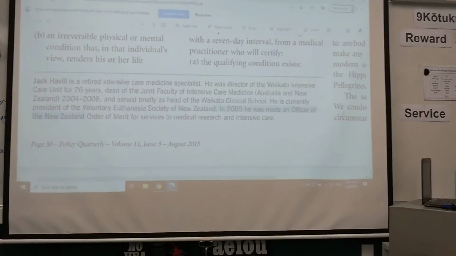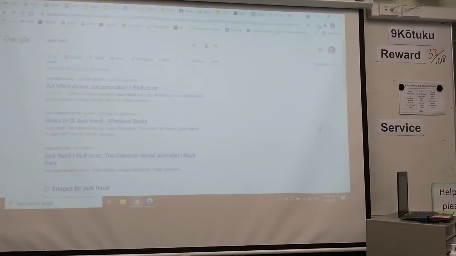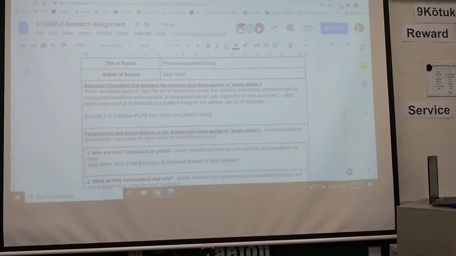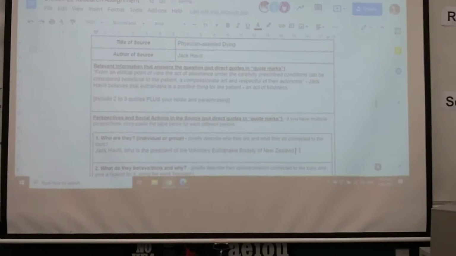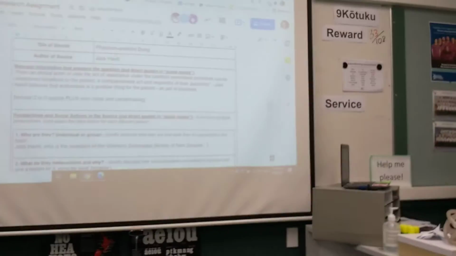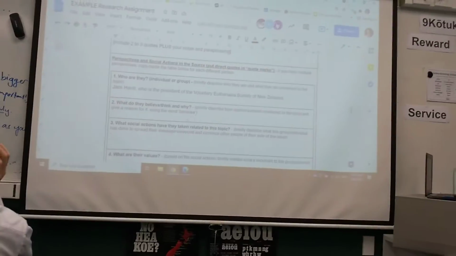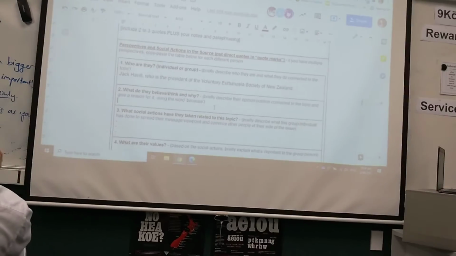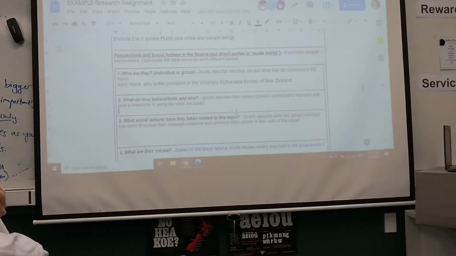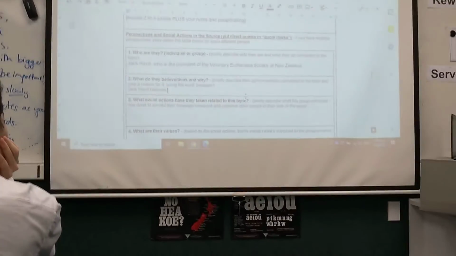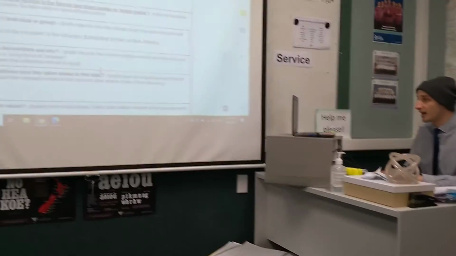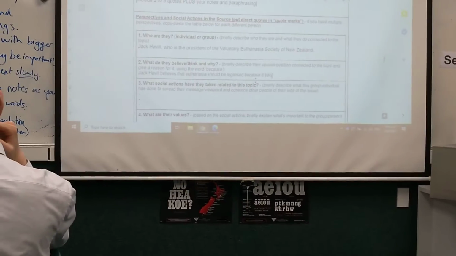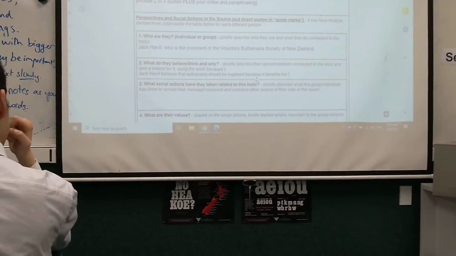So, I'm going to just copy that title over here. So Jack Havel, who is the president of the Voluntary Euthanasia Society of New Zealand. So you want to be able to describe who they are and if they belong to a particular group. Okay? Then, what do they believe and why? This is where you describe their opinion connected to the topic. So, Jack Havel believes that euthanasia should be legalized because it benefits the patient involved.